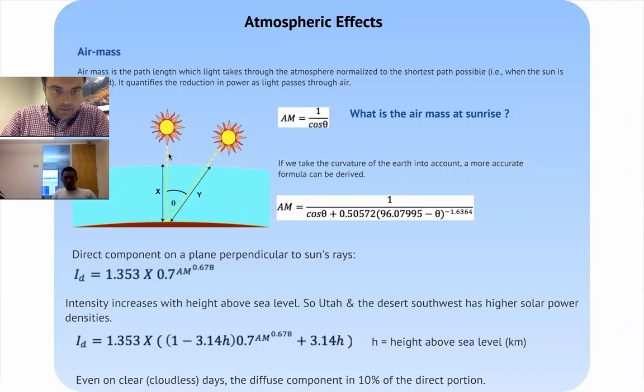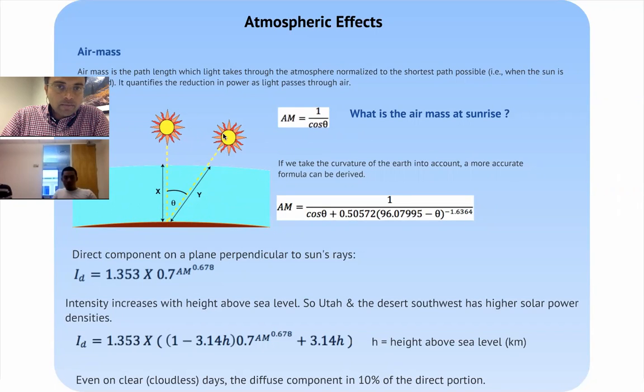So you can look at this situation being the reference case, which is the shortest path for the light. This is the atmosphere, that's the Earth. And if you are in this situation, where it passes through here, the light that comes in passes through more of the atmosphere than in this situation. The air mass AM is defined as 1 over cosine theta, where theta is this angle from the normal.